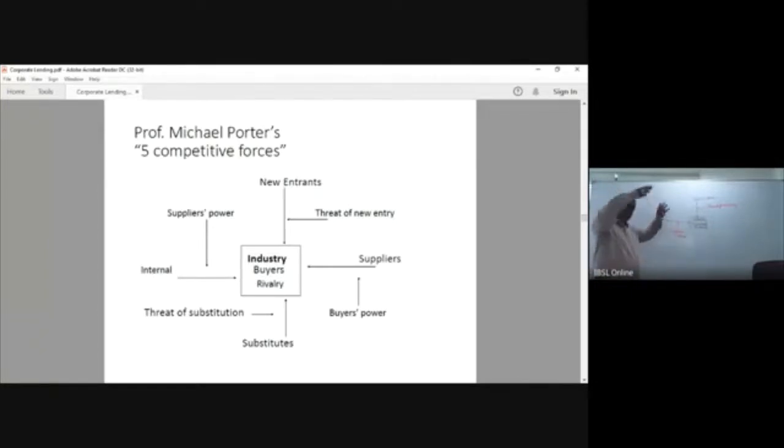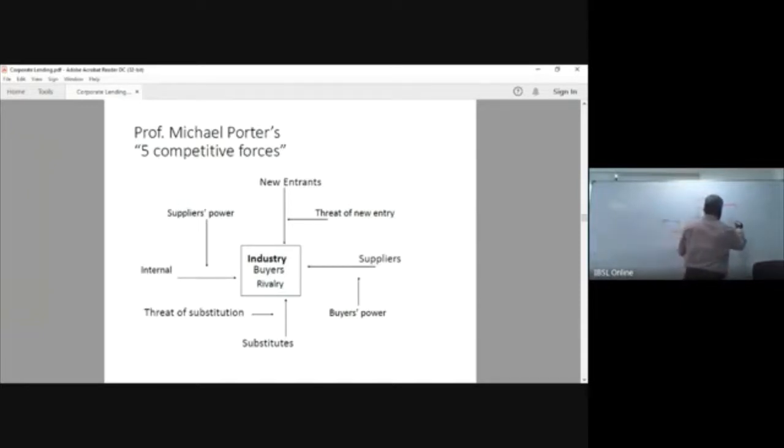If there are many suppliers, what will happen? The companies operating in the industry can buy from many suppliers. But if the suppliers are fewer, they have to fight to buy from these suppliers. So that will increase the competition. Suppliers power: if the suppliers are more, then the competition will be reduced. If the suppliers are less, then the competition will increase.